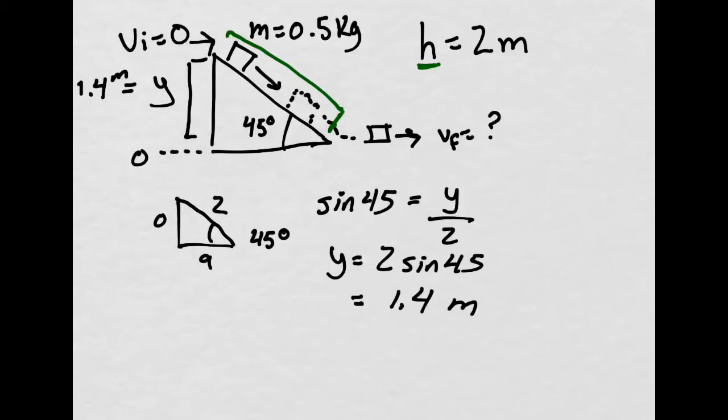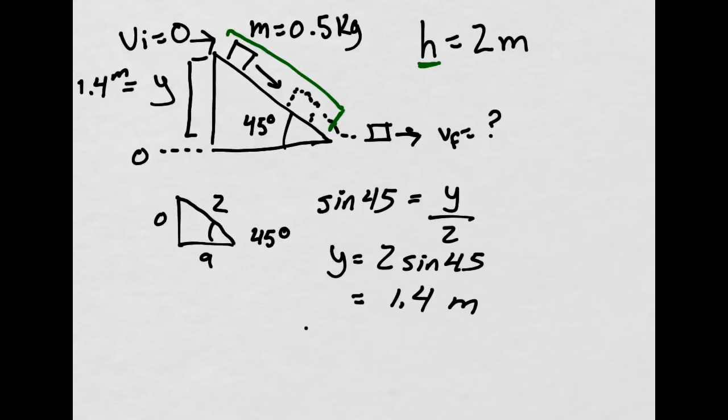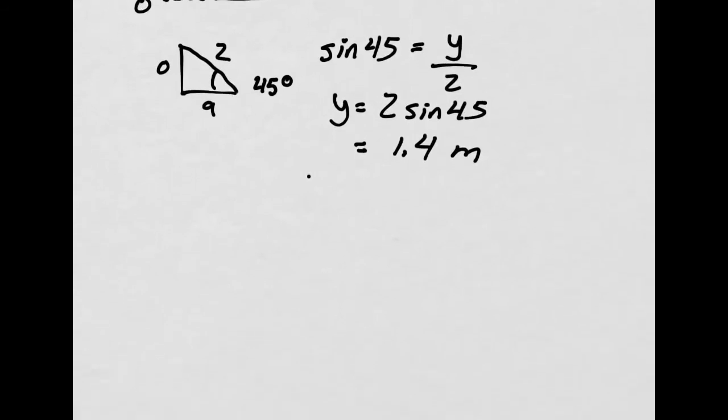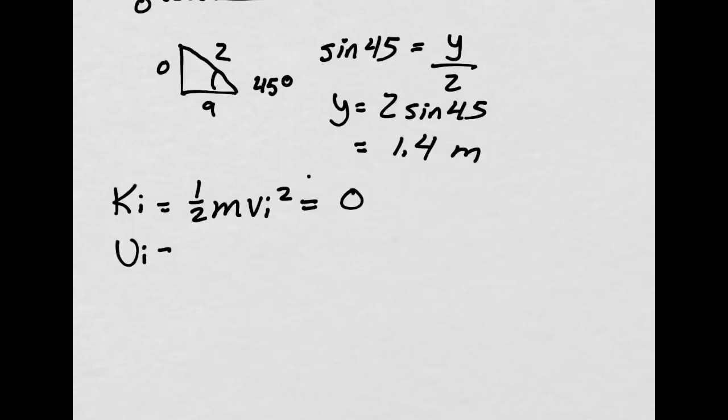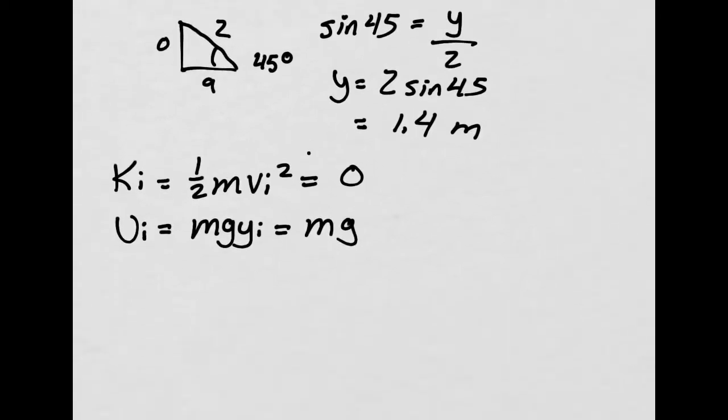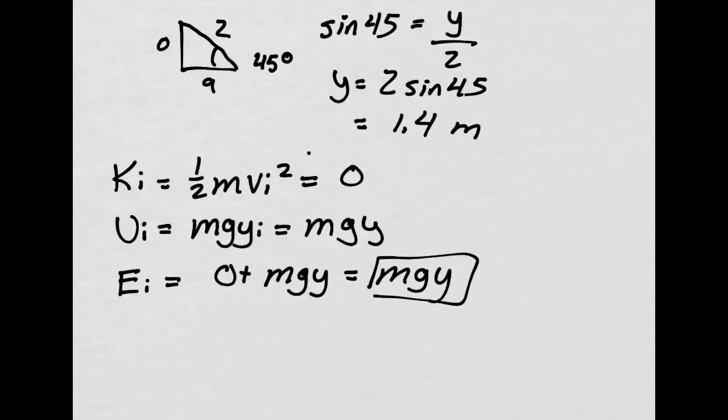So we can find our initial energy by looking at the kinetic energy initial, this is 0 because it's not moving initially, and the gravitational potential energy initial. This is just m times g, and we called this y, so we're going to leave it like this. So our total energy before we let it roll down is 0 plus mgy. So our total energy before is mgy, and that is a known number. We'll plug it in at the end.